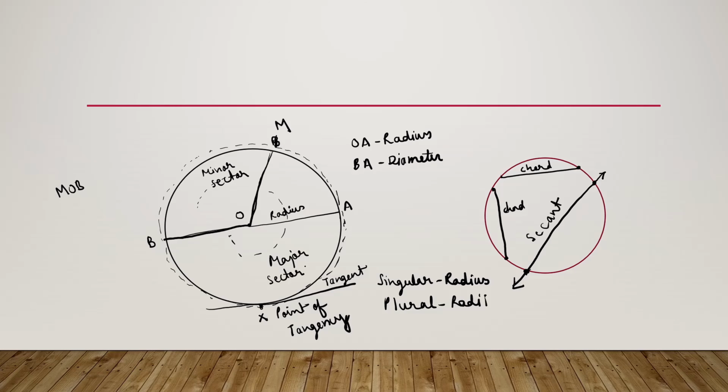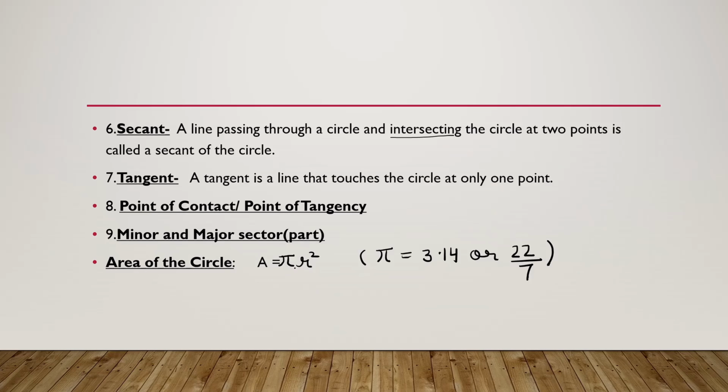Okay, so now I want to tell you some formulas which we use for the circle. How do we calculate the area of the circle? Area equals pi r square is the formula for calculating the area of the circle. Pi value is approximately 3.14 or 22/7, and I want to tell you about the semicircle also. Semicircle is the half part of the circle.